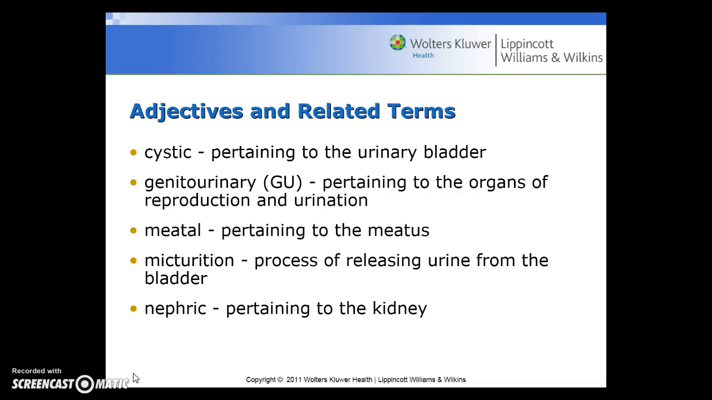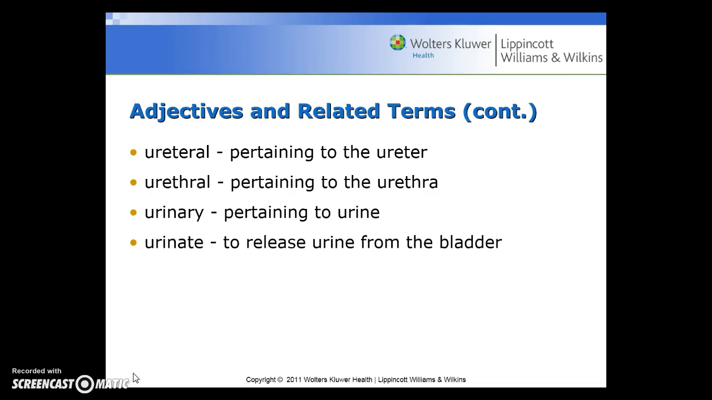Micturition is the process of releasing urine from the bladder. Nephric is pertaining to the kidney. Ureteral is pertaining to the ureter. Urethral is pertaining to the urethra. Urinary is pertaining to urine. And urinate is to release urine from the bladder.